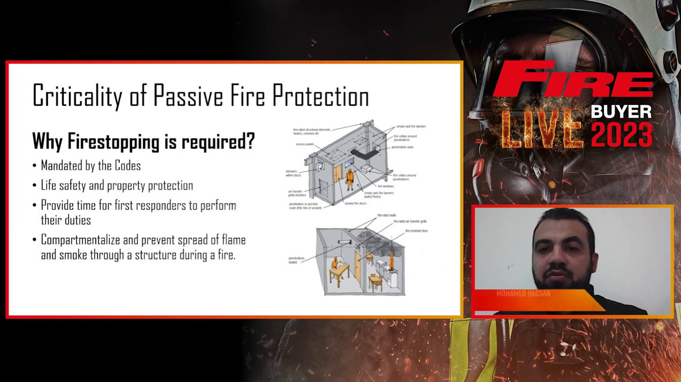We have photos here showing different elements of passive fire protection. Fire stopping is mandated by the codes. Life safety and property protection are also achieved by fire stopping, and its main function is to give people time to evacuate from the building.